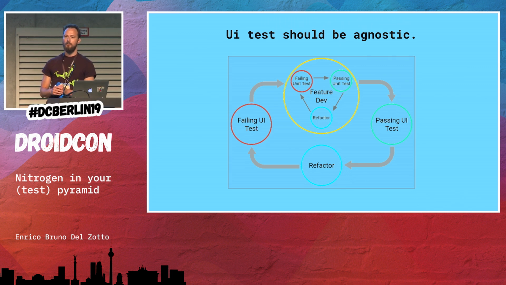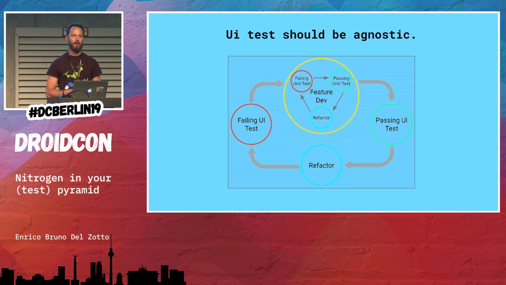The first thing that I would like to say is that when you are writing UI tests, the UI test should be agnostic. So you are testing the behavior of the app, not the implementation. So when you start the refactoring, you write your Espresso test. Of course, when you run your Espresso test, you are expecting to have a green light.